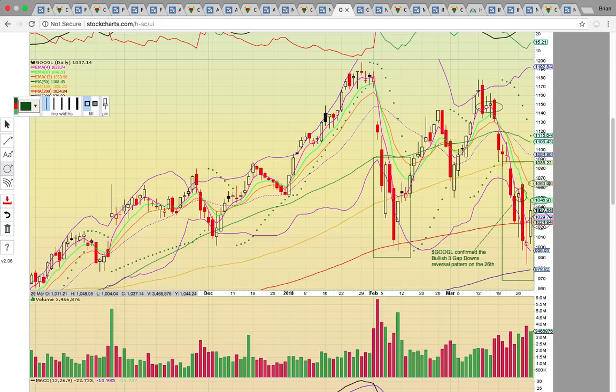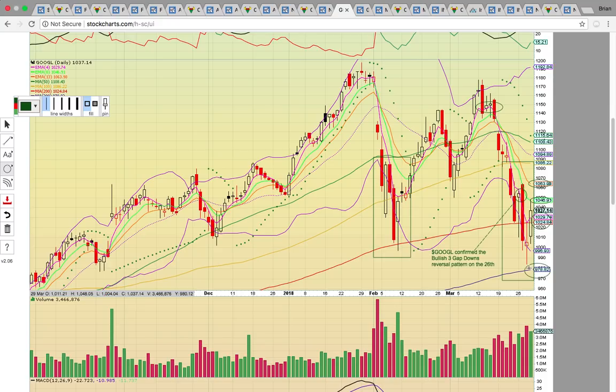If it fails to get above EMA 8, that's going to be your red flag, and then the signal to not be long and to flip to the puts is if it drops back below that 1024 level. That's going to signal downside risk, and that's when you're going to see Google drop down to the 300 simple moving average and break that 1,000 level once again, like it did last week, and hit that 978.